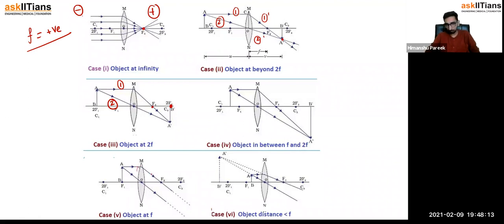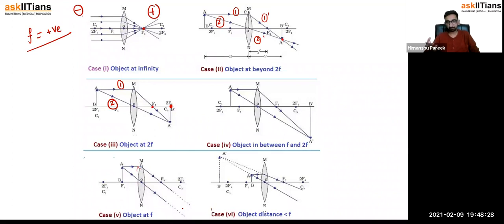And now if you keep the object at the focus, then what will happen? Light rays will become like this and the optical center will be like this. So the image will be formed at infinity, because that is vice versa true. For object at focus, image at infinity. Object at infinity, image at focus. So vice versa is true.